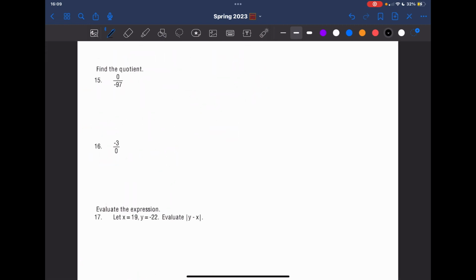Using a calculator, the answer here is going to be 0. And then -3 divided by 0 is what we call undefined. So it's 0 as the denominator, which is a no.